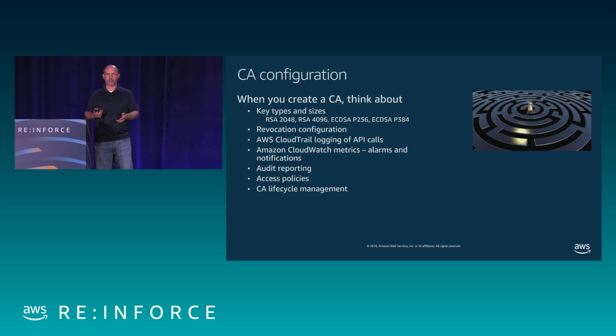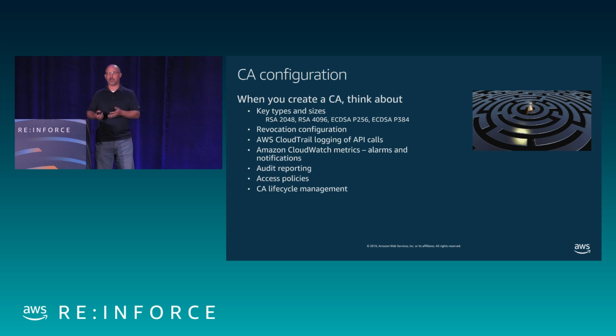Next are access policies, and I'll go into some depth about some of the logical access controls you can put in place. But you want to think about who can access the CAs, who's in an administrator role, versus who has access to the CAs to only issue and revoke certificates. And ACM Private CA has managed policies, policies managed by AWS, that you can use as a basis. I'll talk about those a bit more.